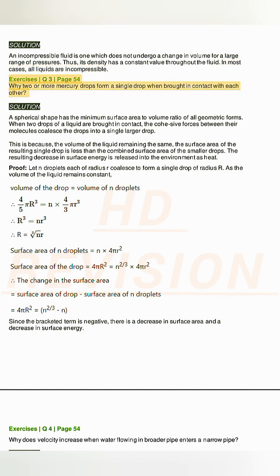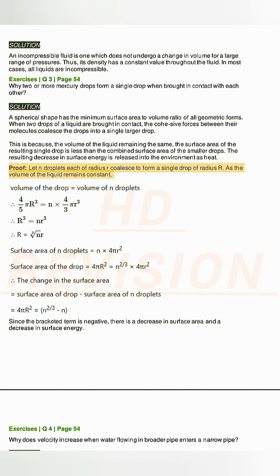Exercises Q3, page 54. Why do two or more mercury drops form a single drop when brought in contact with each other? Solution. A spherical shape has the minimum surface area to volume ratio of all geometric forms. When two drops of a liquid are brought in contact, the cohesive forces between their molecules coalesce the drops into a single larger drop. This is because, the volume of the liquid remaining the same, the surface area of the resulting single drop is less than the combined surface area of the smaller drops. The resulting decrease in surface energy is released into the environment as heat.